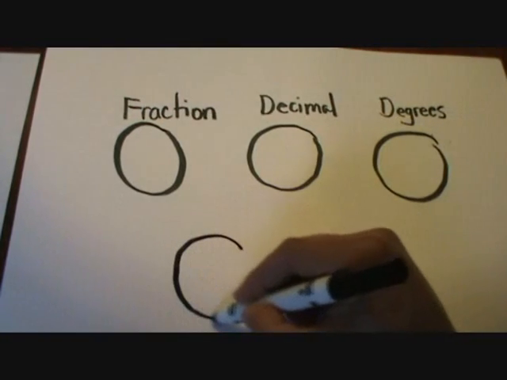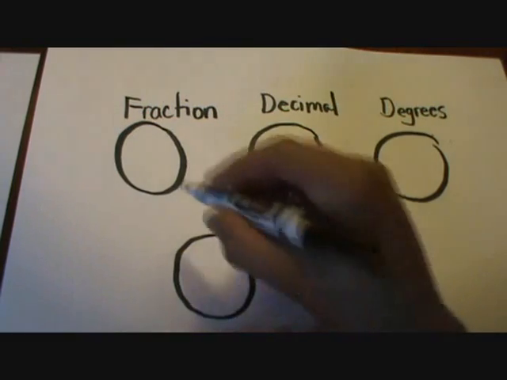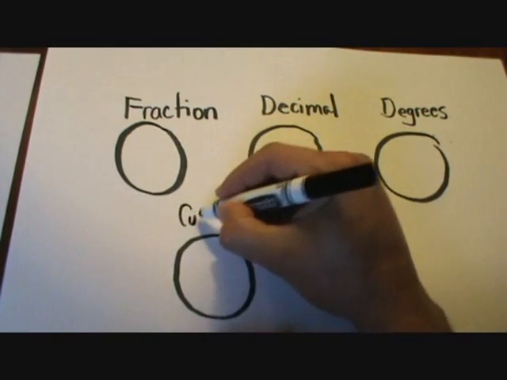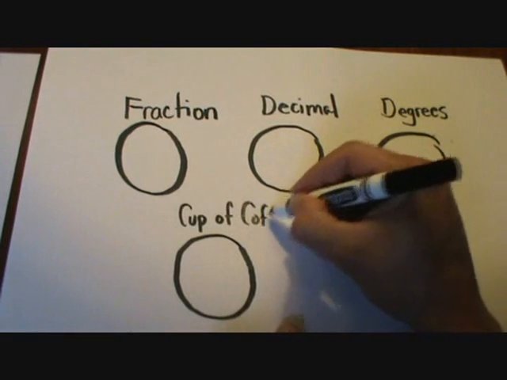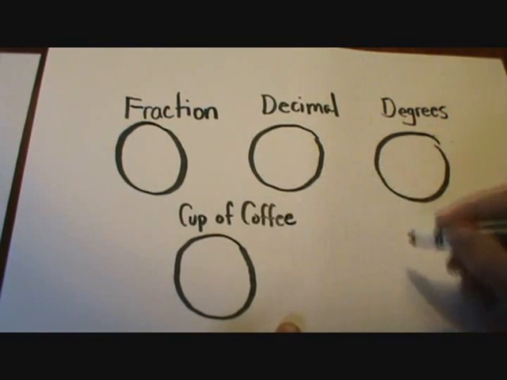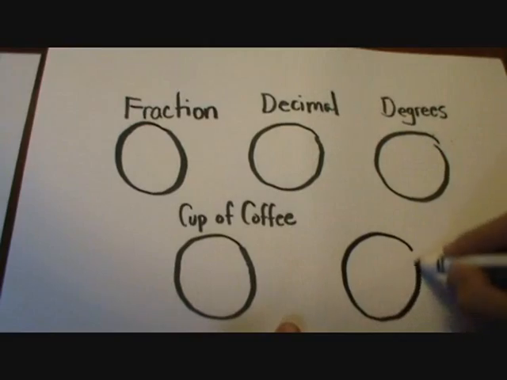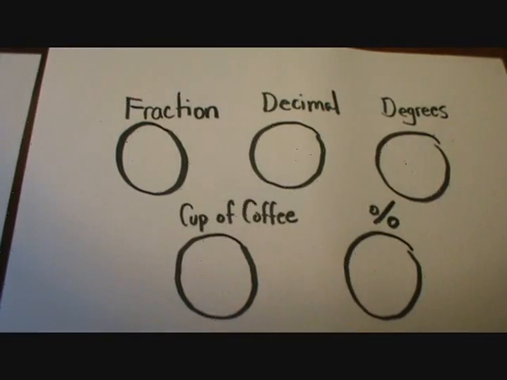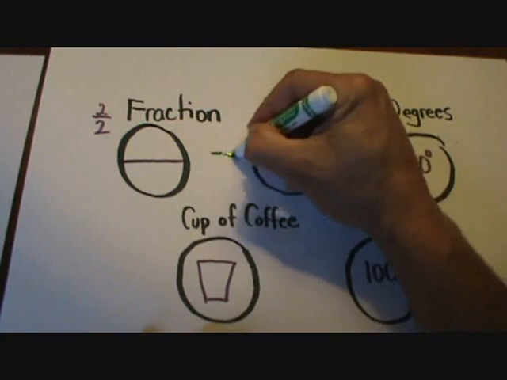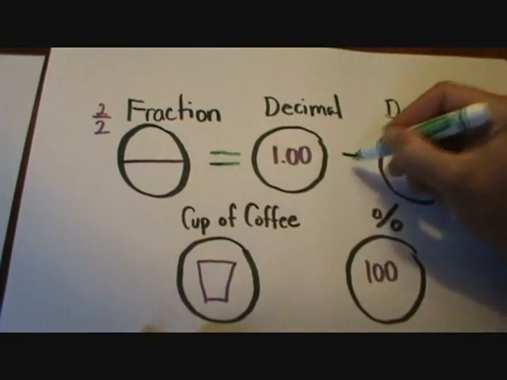People who skateboard know that a 360, the trick, means that you go around 360 degrees. You could also name one whole as anything else you want, like the whole price of a pair of pants or the whole price of a cup of coffee, for example. Another thing that you could do is represent one whole as 100%.